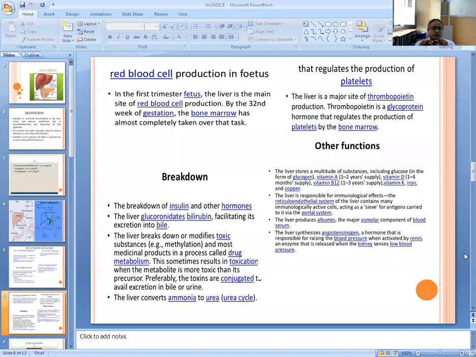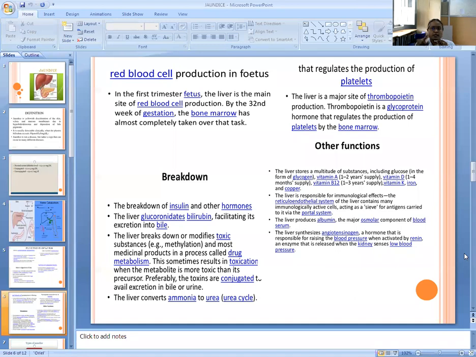Then the liver converts ammonia to urea, and urea is excreted in the urine. That is also an important function. That is the breakdown function.